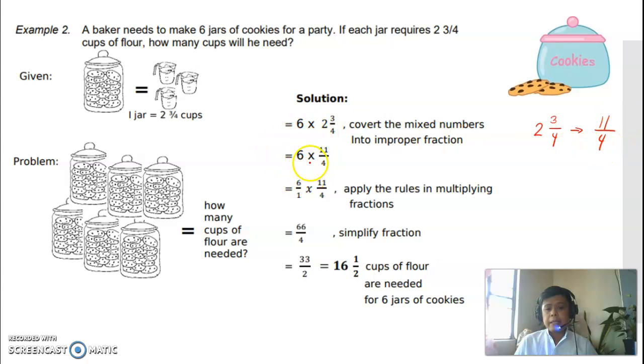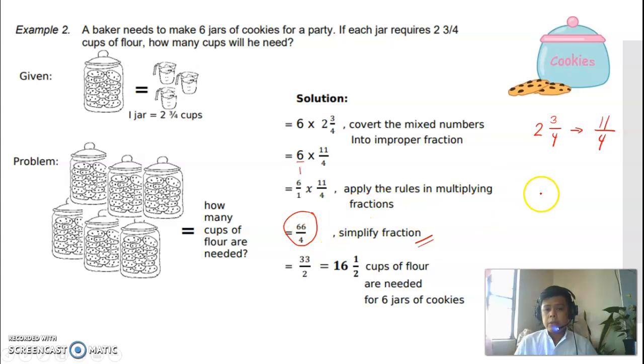And then, ita-times na lang natin siya. Ang whole number, ang integer, di ba? So, ang kanyang denominator ay 1. So, 6 times 11 is 66. 1 times 4 is 4. So, you have 66 over 4. And then, i-simplify na lang natin, reduce to lowest terms. So, dahil improper fraction siya, gawin natin siyang mixed number.